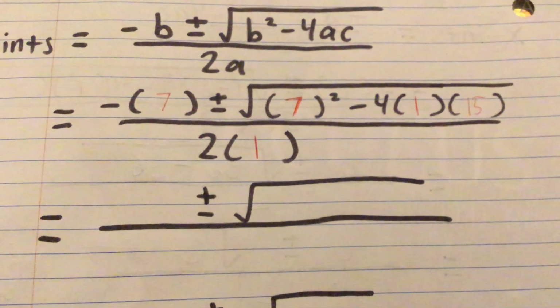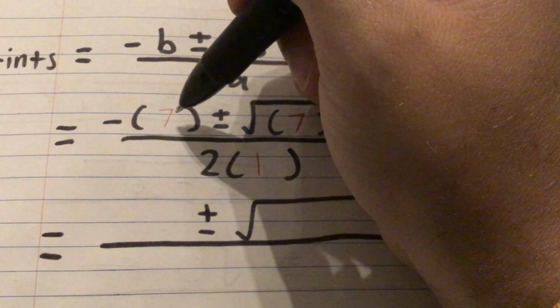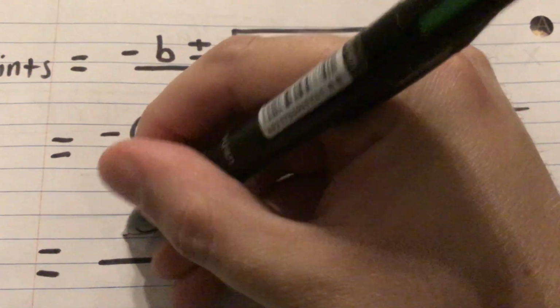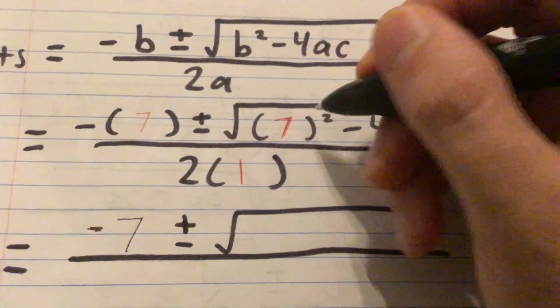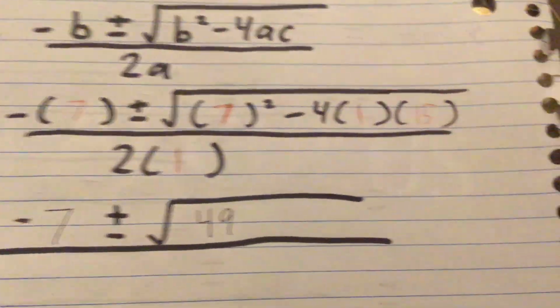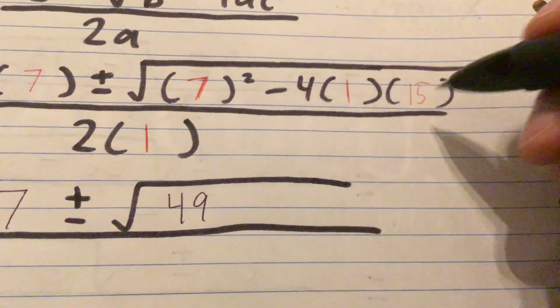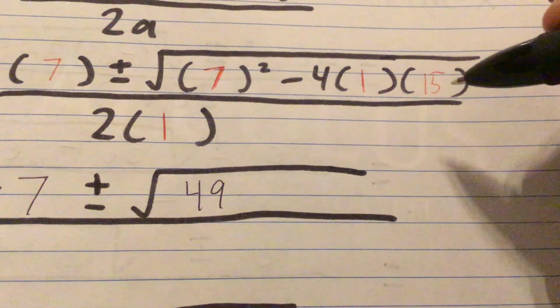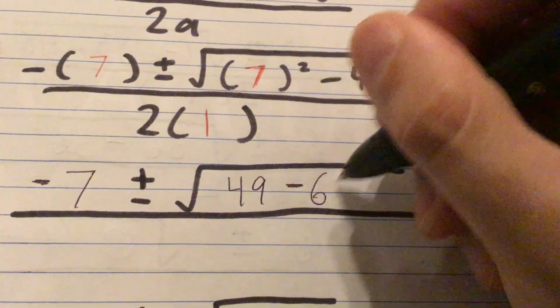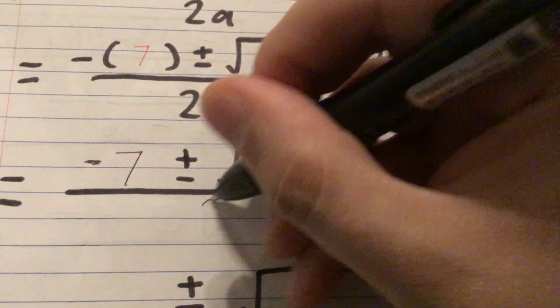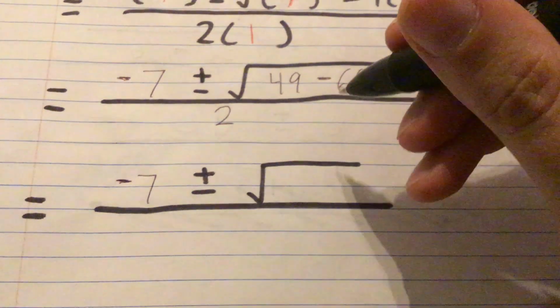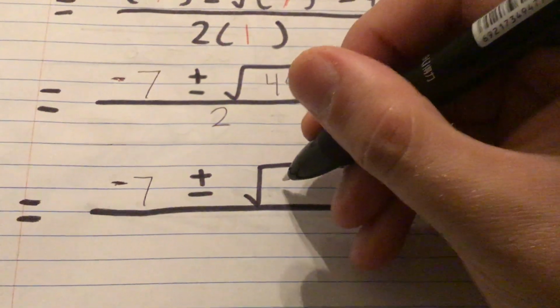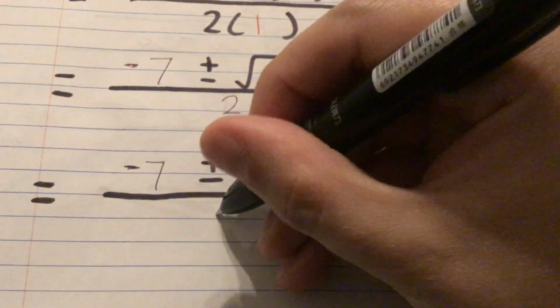Now, let's put all the pieces in there. Negative 7, so that's just negative 7. It's not a double negative. Plus or minus the square root of 7 squared, which is 49. Negative 4 times 1 times 15, so negative 4 times 15, that'd be negative 60. All that over 2 times 1, which is 2. Okay, now I've got negative 7 plus or minus the square root of 49 minus 60. That would be negative 11, all that over 2.